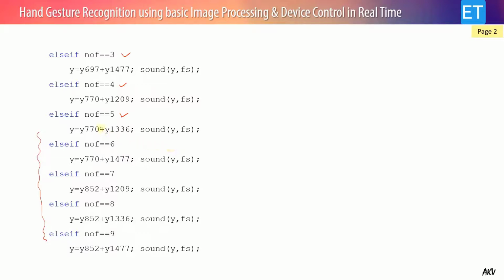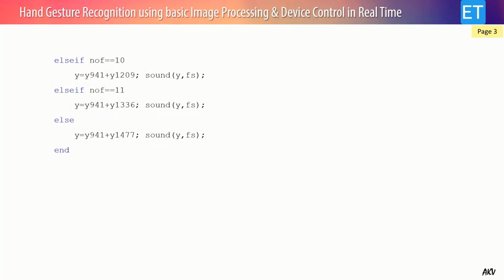Otherwise, for this hand gesture recognition, up to 5 is sufficient because of the 5 fingers. But if no finger is detected, then you have to write for 0 also. Okay, so this is the end of the program.